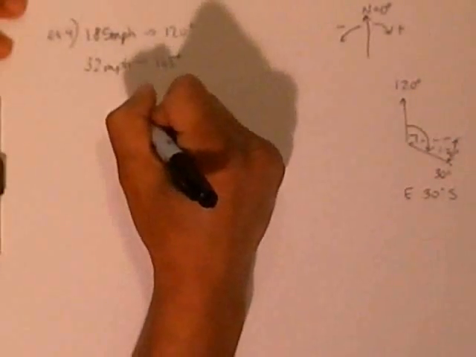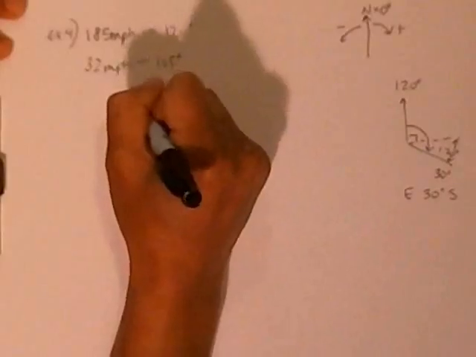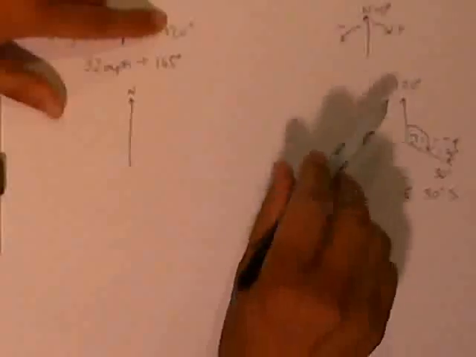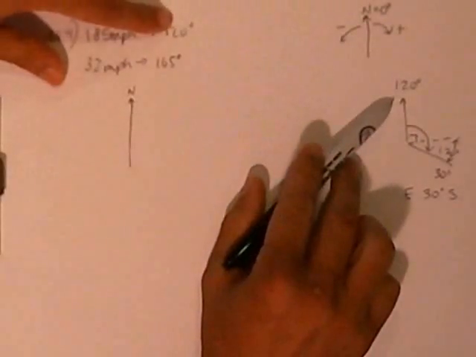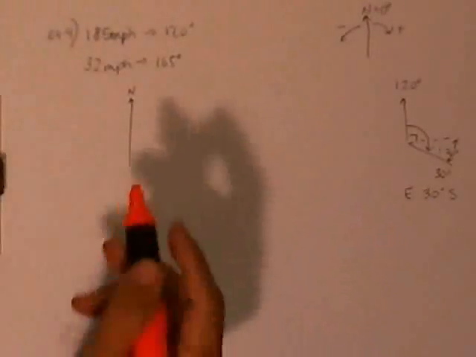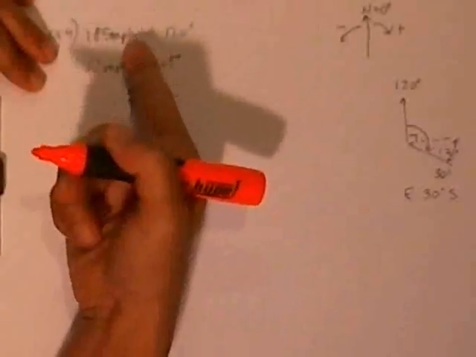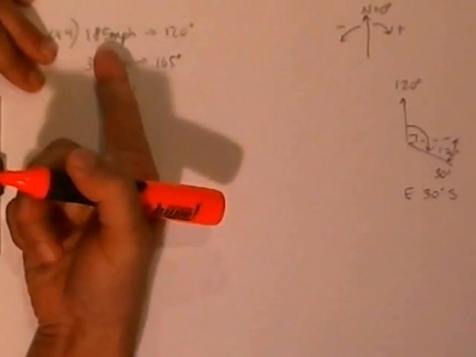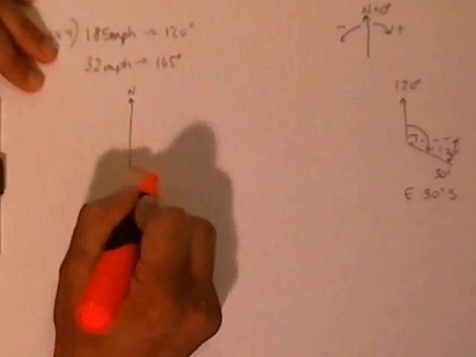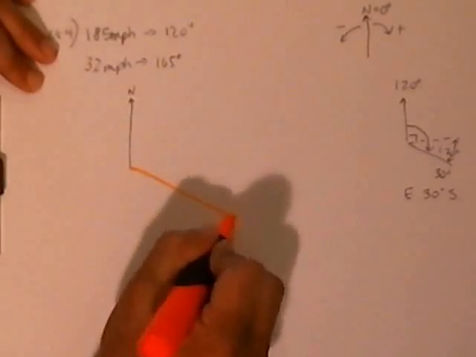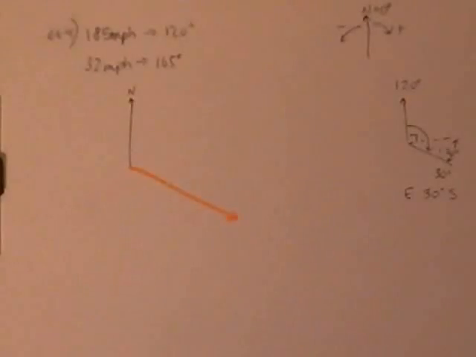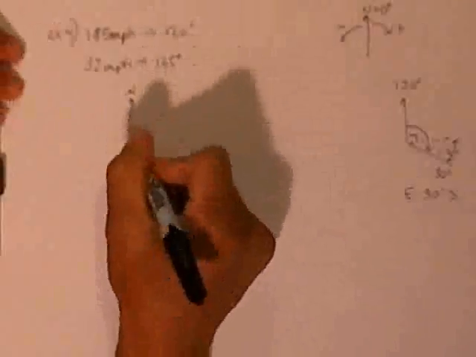So we start off again here, going north, and I gave you this hint right here. It's going 120 degrees from north. So this is the direction of the plane. Remember, if it has direction and magnitude, it's a vector. I'm going to exaggerate it a little bit, and I'm going to be drawing here 120 degrees.